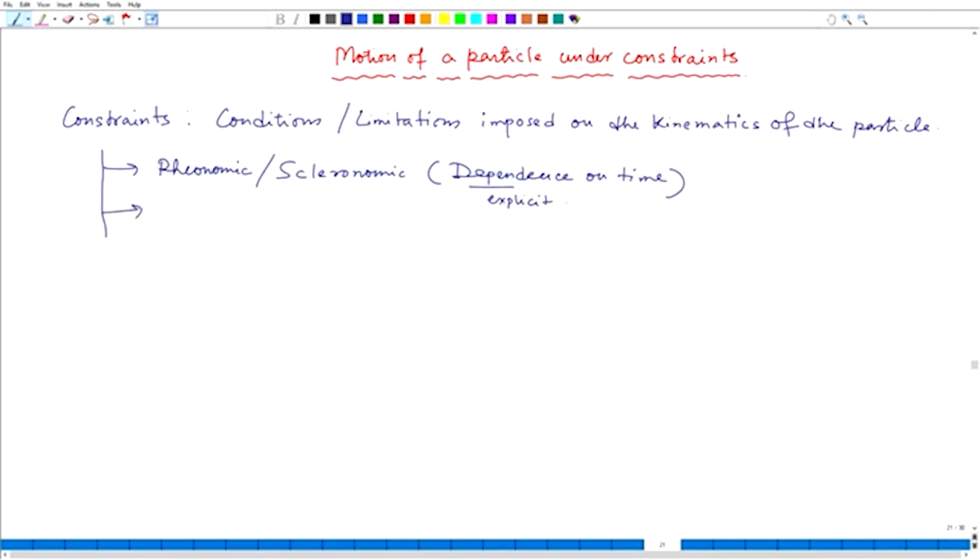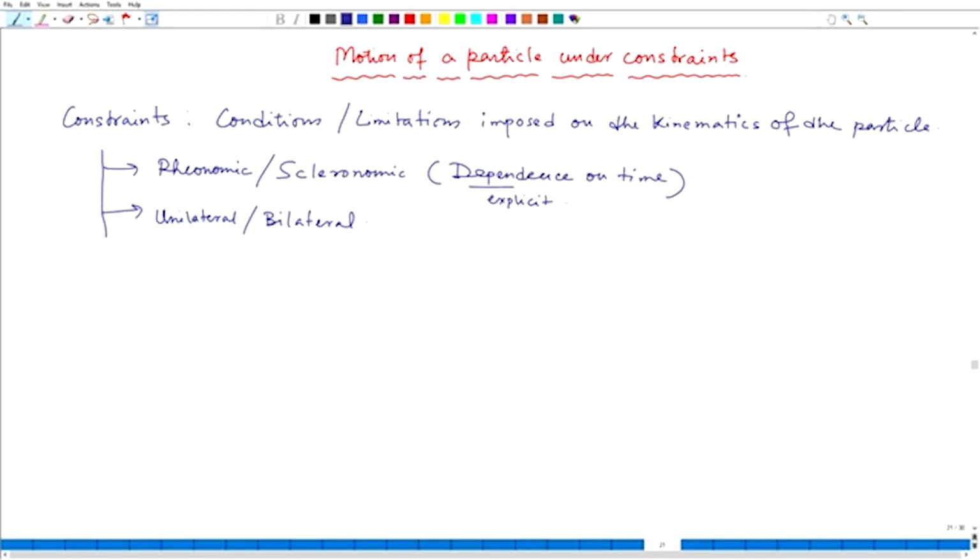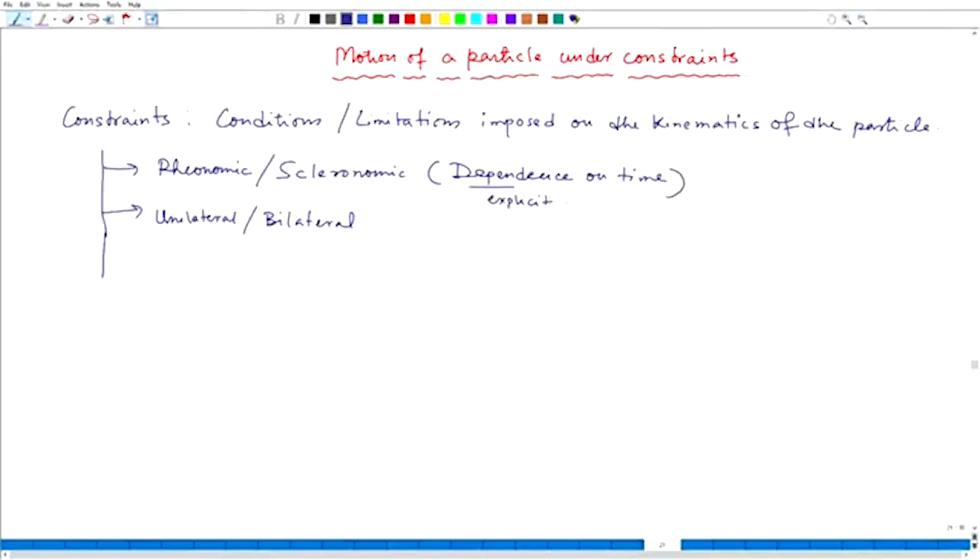Then we talked about unilateral and bilateral constraints. We said that if a constraint is in the form of an equation, then this is a bilateral constraint. If it consists of inequalities or a combination of inequality and equality, then it is called a unilateral constraint. Then the most important one, the holonomic constraint and non-holonomic constraint.